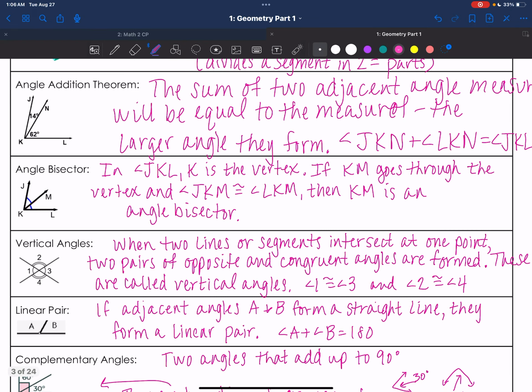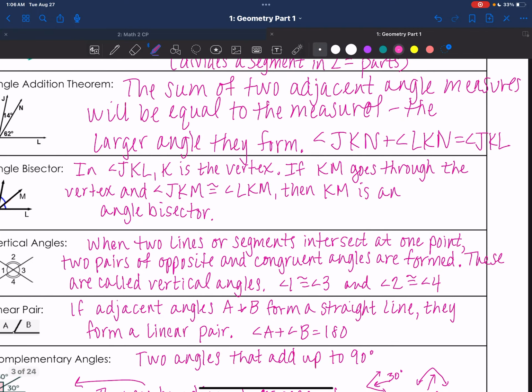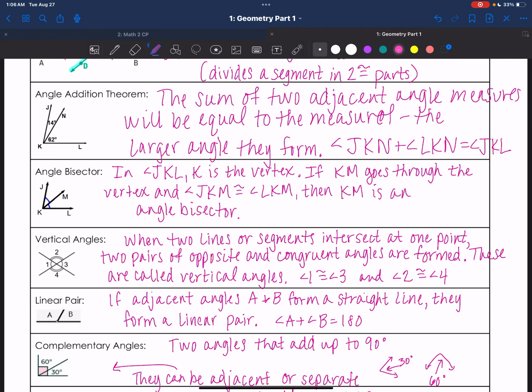Next up, you have angle addition theorem. And this is just that, where all you're doing is adding the two angles together to get the total larger angle. So it says the sum of the two adjacent angles. So adjacent means, and I'll scooch that over for you. There you go. The two adjacent angle measures will be equal to the measure of the larger angle they form.